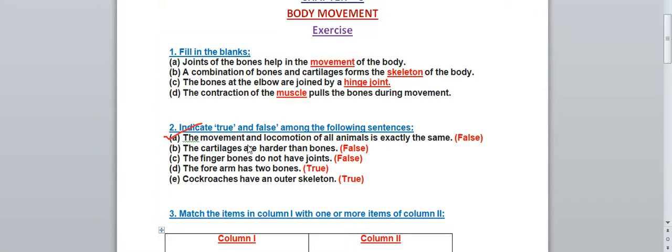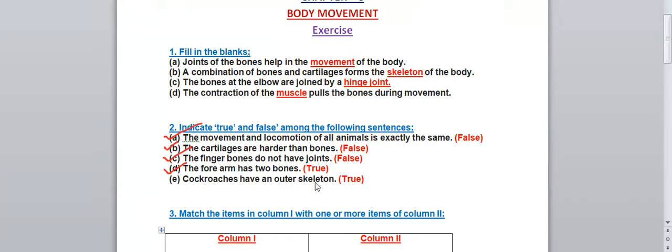Next question, the cartilages are harder than bones. It is also wrong statement, because the cartilages are soft than bones. So we have to write over there false. They are soft than bones, so it is false. Finger bones do not have joints. This is also false, because in our fingers so many joints are present. The forearm has two bones. This is correct statement, so we'll write true. In our forearms only two bones are present.